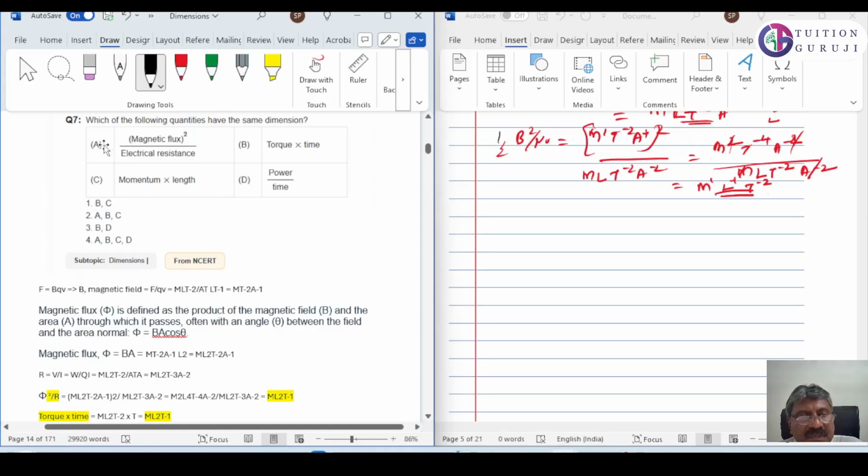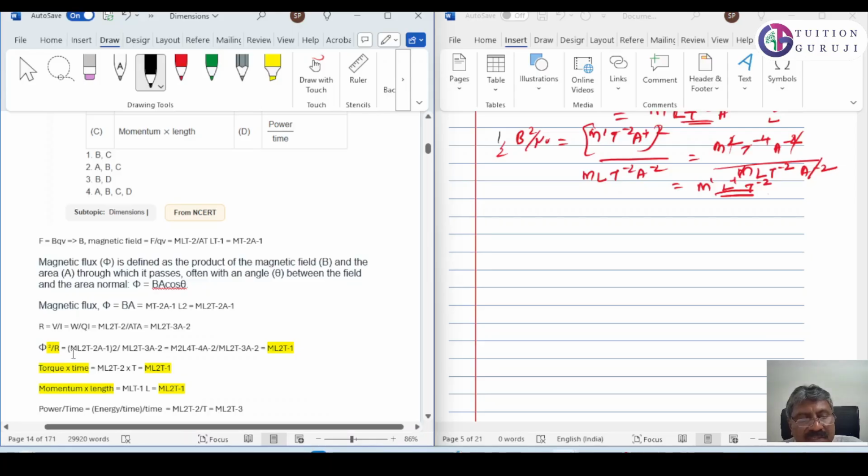The first option given is magnetic flux square by electric resistance. Magnetic flux we have calculated. Now we have to calculate resistance. Resistance is equal to V by I, that means work by charge into I, which is M L square T raised to minus 2 by AT into A, giving M L square T raised to minus 3 A raised to minus 2. So phi square by R is M L square T raised to minus 2 A raised to minus 1, the whole square, divided by M L square T raised to minus 3 A raised to minus 2, which will give M L square T raised to minus 1.